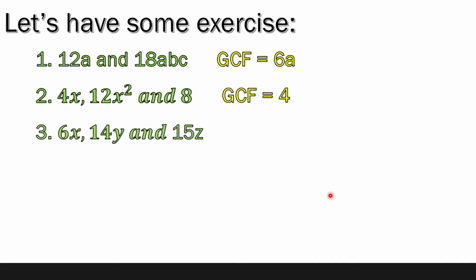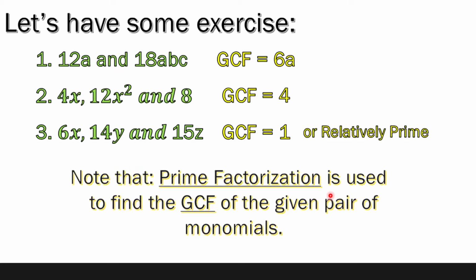How about in number 3? We have 6x, 14y, and 15z. Ano? May factor ba to? Meron. Kahit wala silang magkakamukha, yan ay tinatawag natin relatively prime. Tandaan, prime factorization is used to find the GCF of the given pair of monomials. So, yun ang pinakamadaling paraan para hanapin natin yung GCF ng monomial natin.